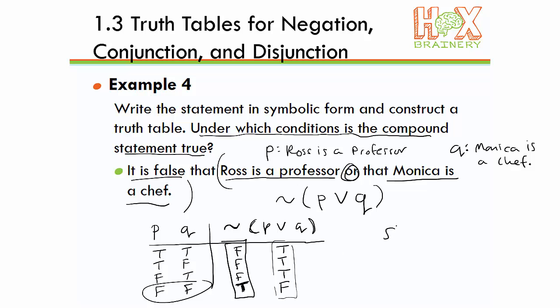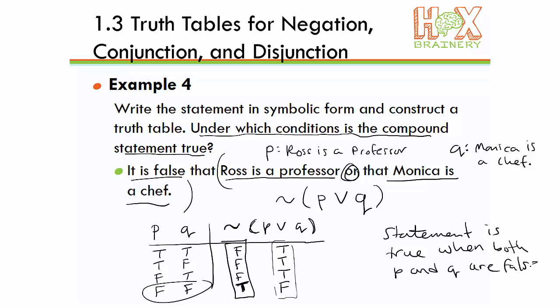I'm going to write that out. So the statement is true when both P and Q are false. Those are the conditions that are going to make that overall compound statement true.